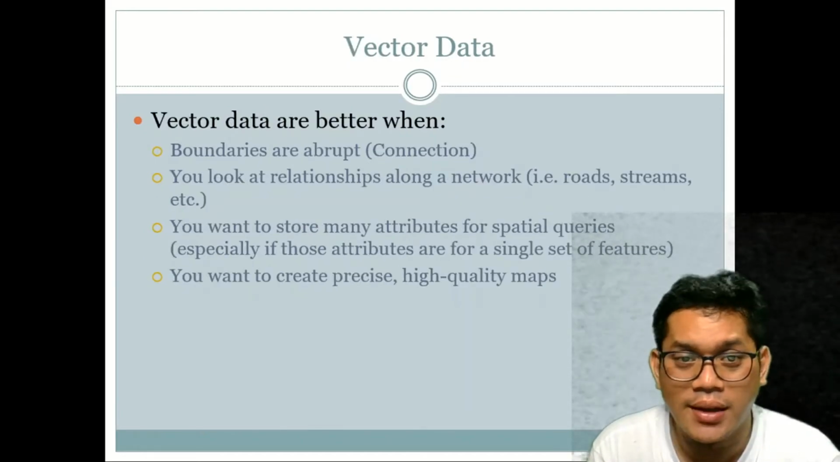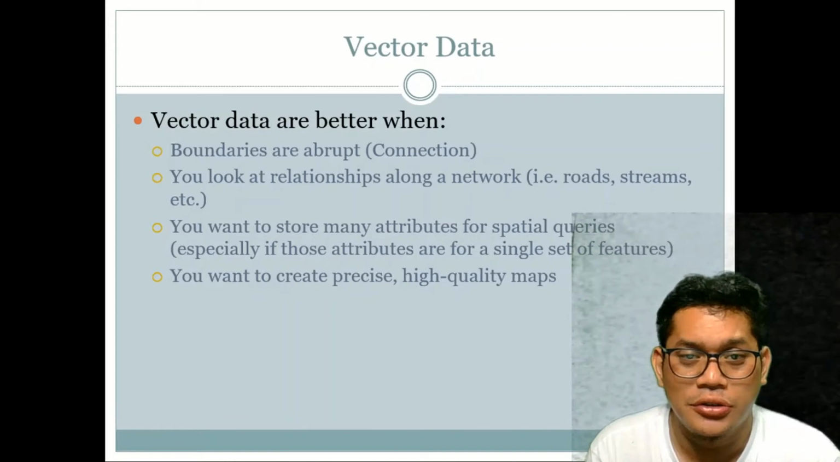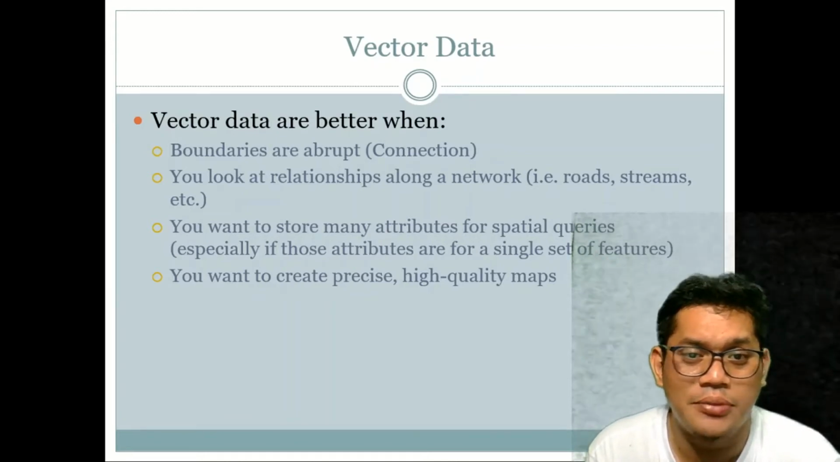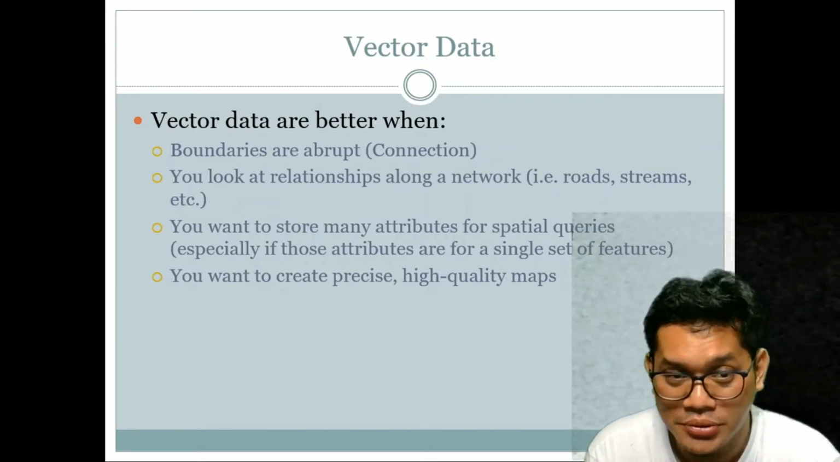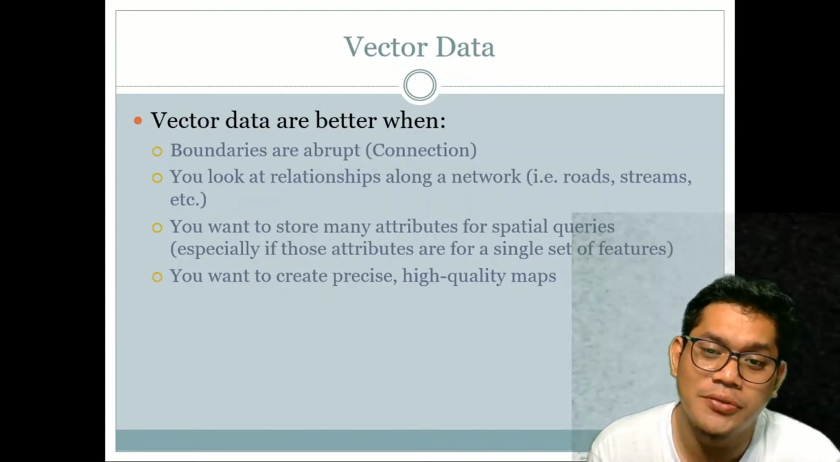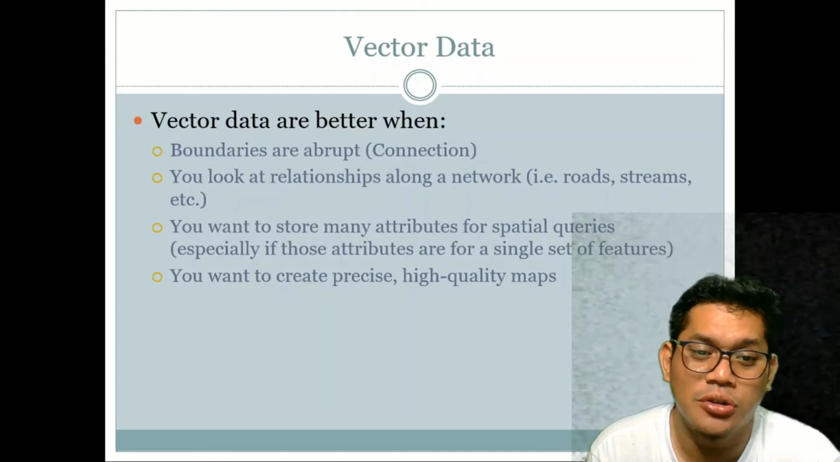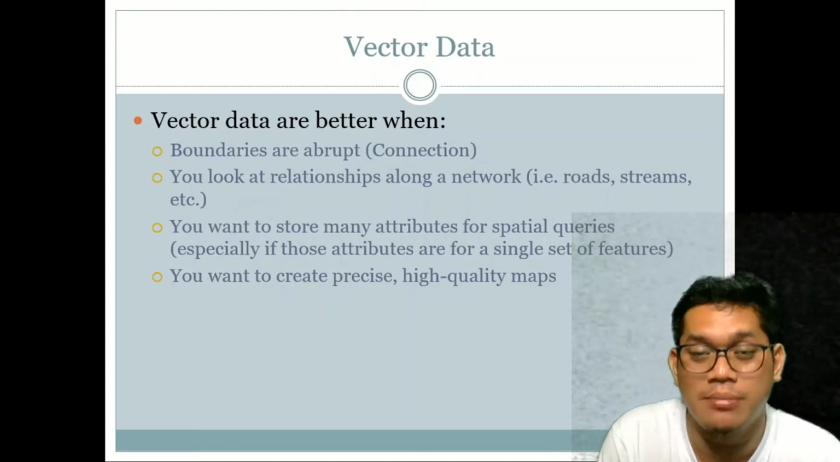However, vector data is better when you want to show boundaries that are abrupt, connections, looking into the relationship along a network, such as roads or streams, or when you want to store many attributes for spatial queries, and also to have precise and high quality maps.